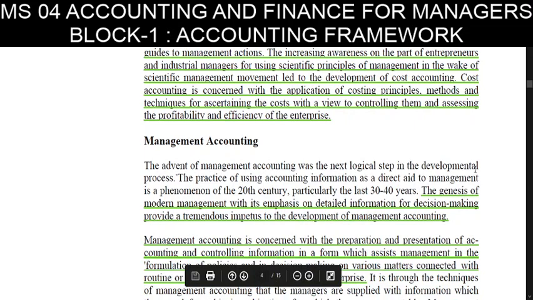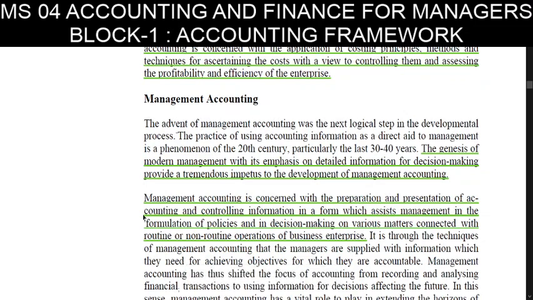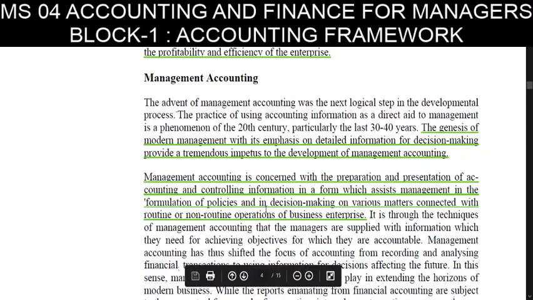Now what is management accounting? The genesis of modern management, with its emphasis on detailed information for decision making, provided a tremendous impetus to the development of management accounting. Management accounting is concerned with the preparation and presentation of accounting and controlling information in a form which assists management in the formulation of policies and in decision making on various matters connected with routine or non-routine operations of a business enterprise.